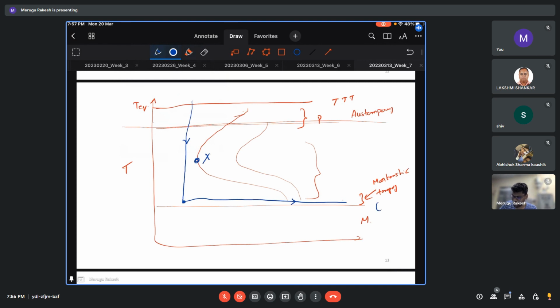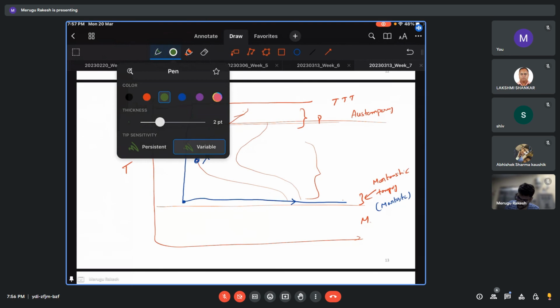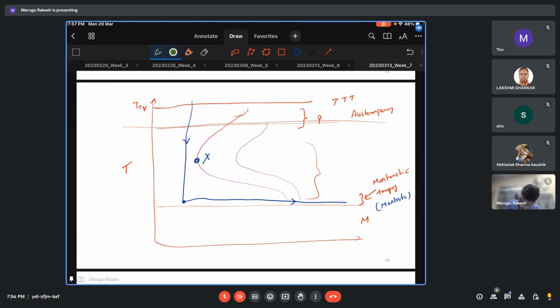So you will get the martensitic structure, our needle-like structure. In austempering, we come here and hold, so that we get the bainitic structure as well as austenite. So we get both the bainitic structure as well as the austenitic structure. This is the basic difference between austempering and martempering.